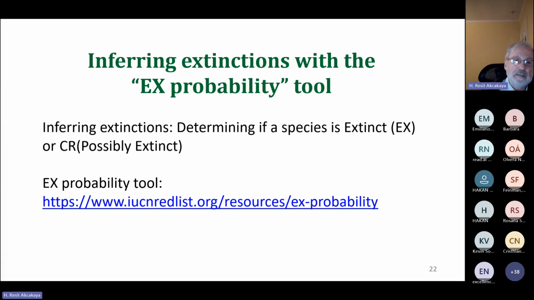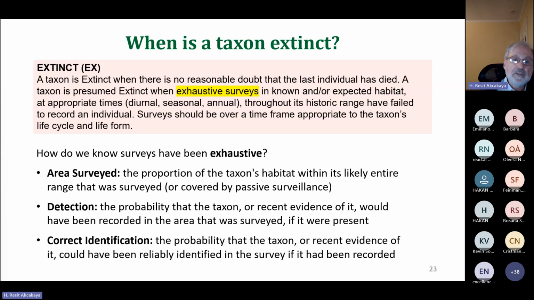So this is the question of species that have not been seen in a while. And when do you actually say this species is extinct? This is a very difficult question, obviously. And so let's start with the definition of extinct in the IUCN Red List. So the definition is that there is no reasonable doubt that the last individual has died. But the operational definition, the one that is used for listing species as extinct, is basically presumed extinct, which is when exhaustive surveys in known or expected habitat at appropriate times throughout the range of the species failed to record an individual.